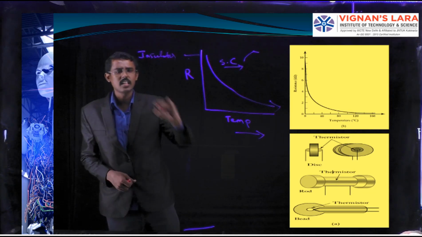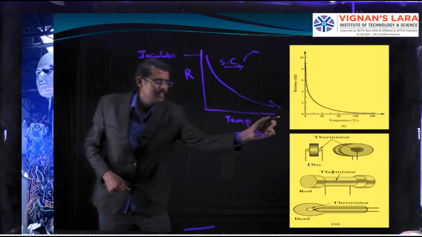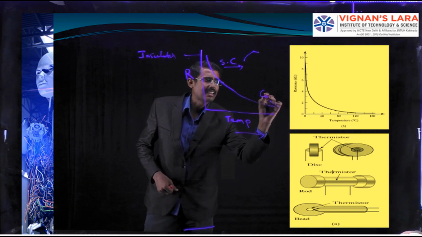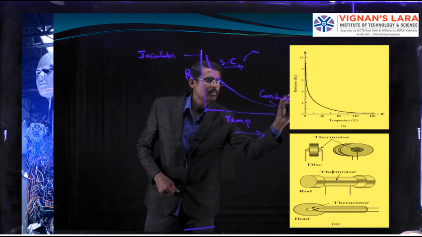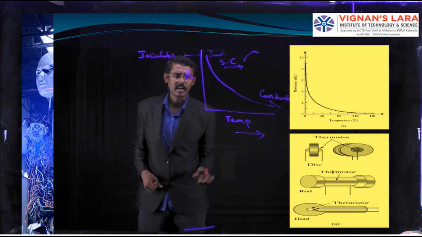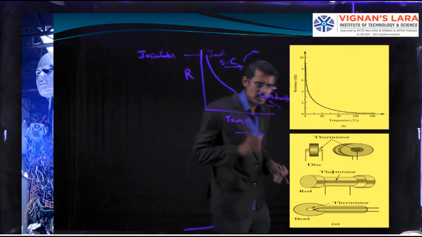In this case it is an insulator. But when the temperature is reduced at this stage, what happens? It becomes a conductor. Here it is an insulator, here it is a conductor. In such a way we can use these applications of thermistors.